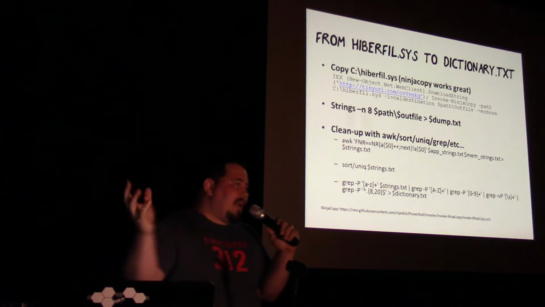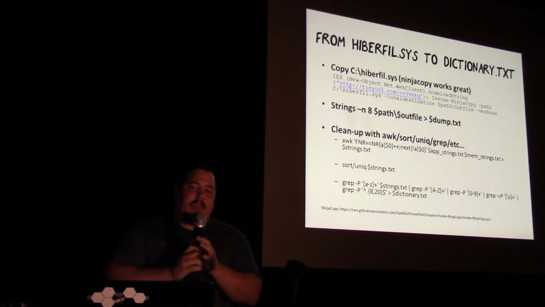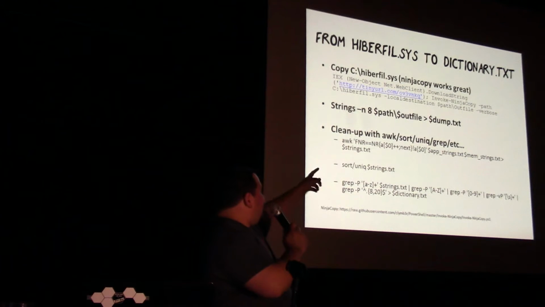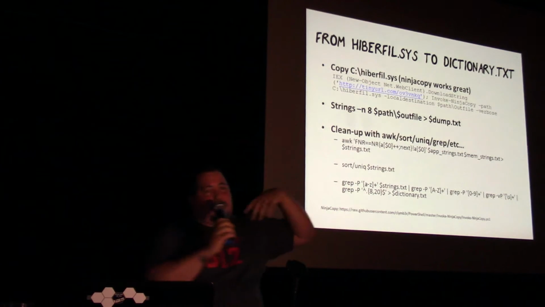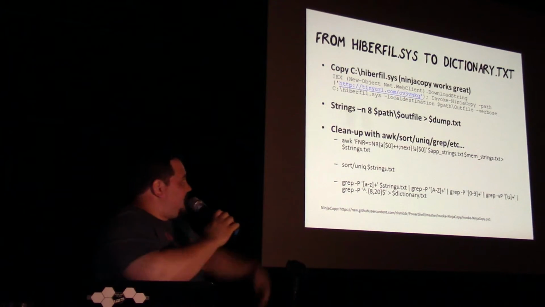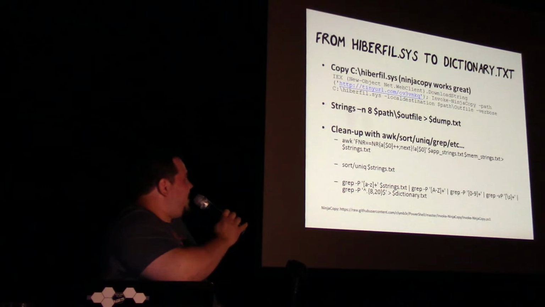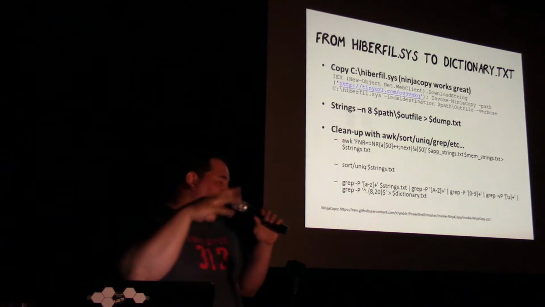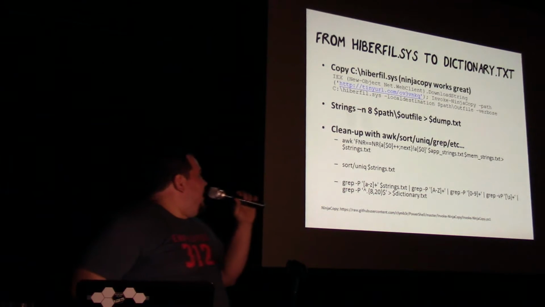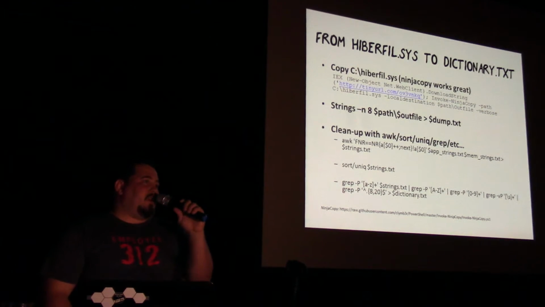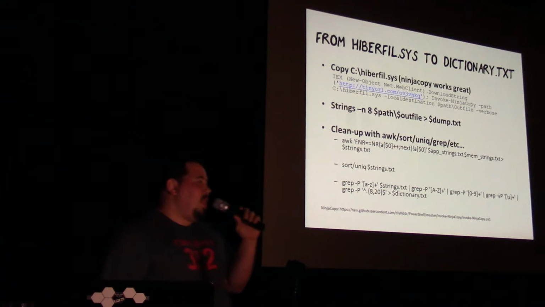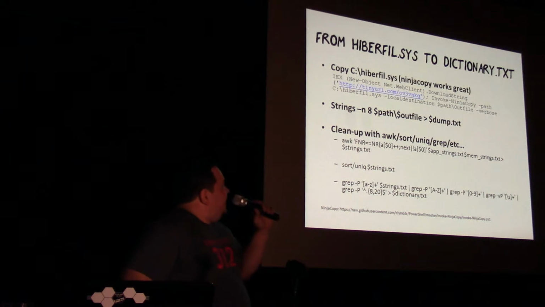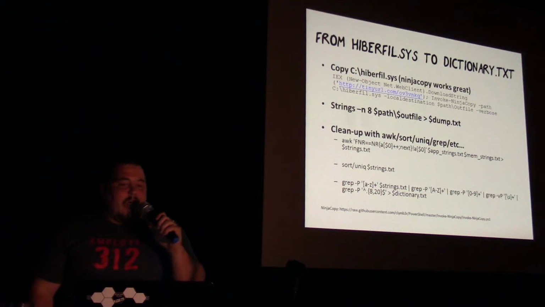So I copied off the hibernation file just as an exercise, and I used an Ninja copy where I reflectively read that PowerShell script into memory on the machine, so I didn't have to write the file and execute it. Then I ran strings on that file. And what I did was I looked for any string that was longer than 8 characters. So that's what the -n is, and I output that to a dump file, and then I cleaned it up some.